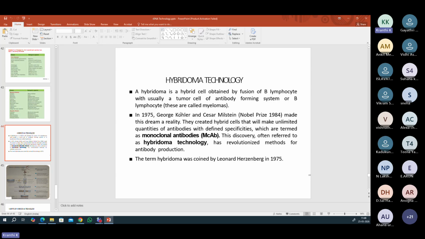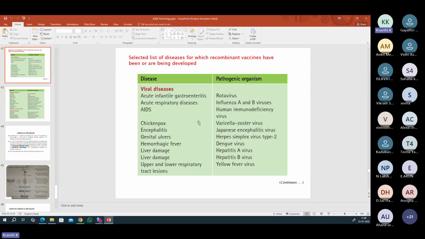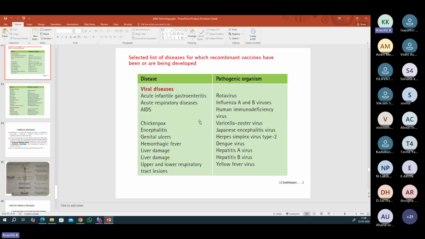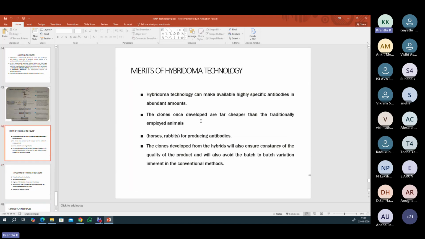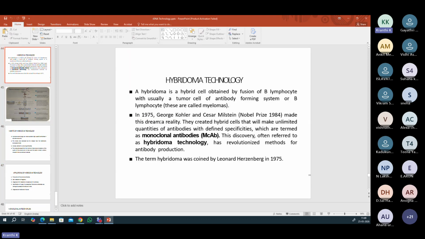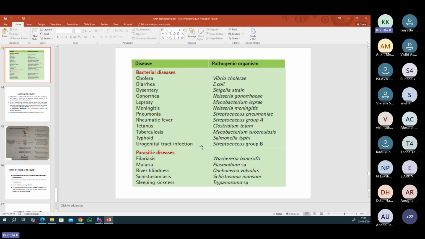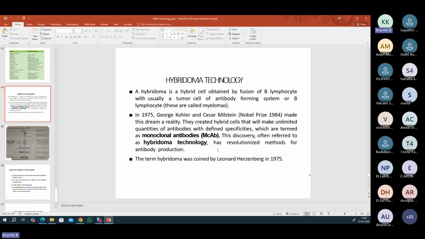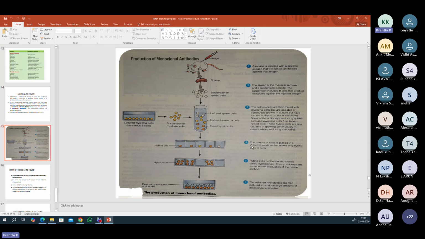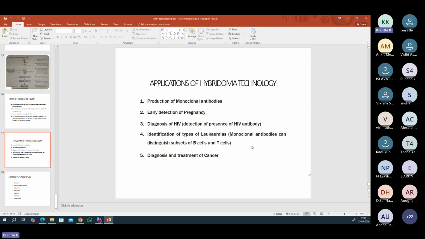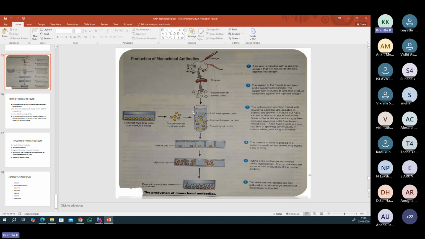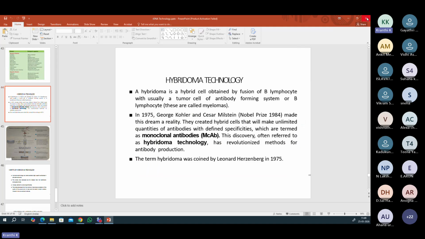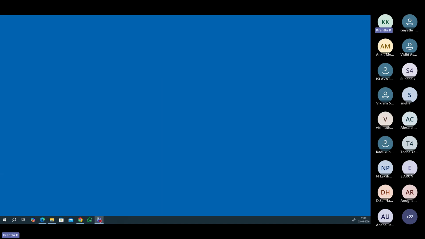So hybridoma technology is also related to rDNA only. This rDNA technology developed in the 1970s and 80s, but this hybridoma technology developed in 1976, 75 or 76, and they got a Nobel Prize also for this in 1984. I will explain this hybridoma in detail. I think this is fine. There is one more slide. For examination purposes, you can use this part. This is enough, but I will explain this hybridoma technology in detail. I have one more slide with me.